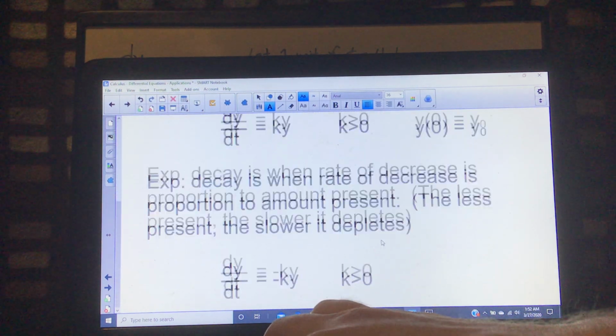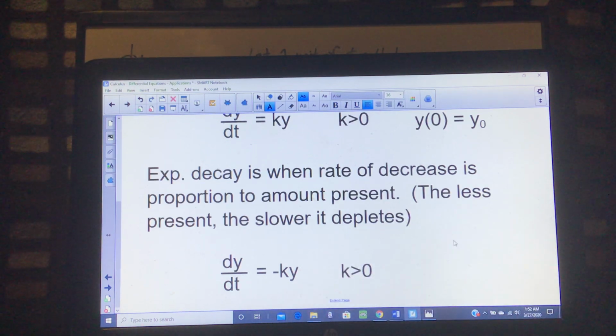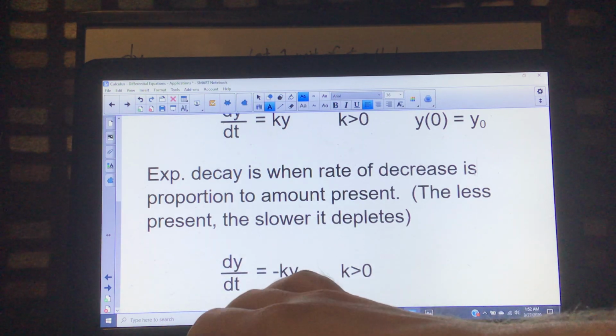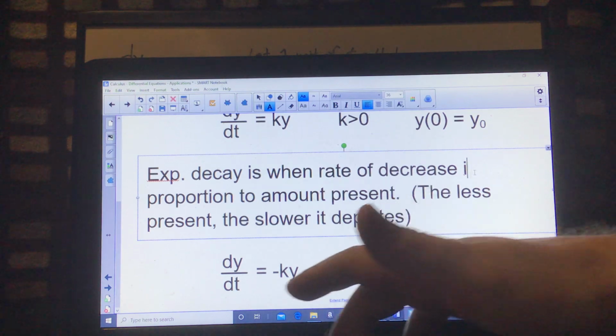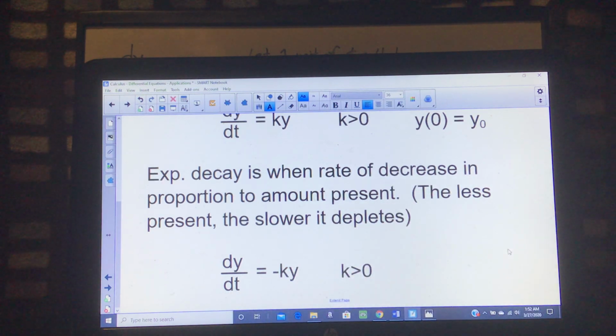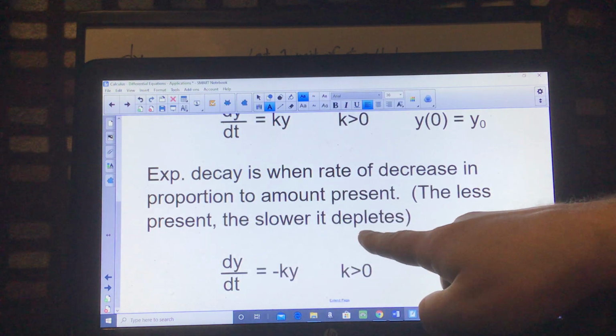Now, if it's decay, something like you've seen exponential decay before in the form of radioactive decay and things like that. Exponential decay is when the rate decreases in proportion to the amount present. Oh, I have so many typos in this. In proportion. There we go. So exponential decay is when the rate decreases in proportion to the amount present. The less that's present, the slower it depletes.